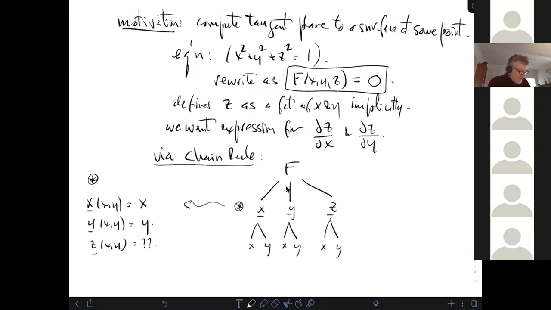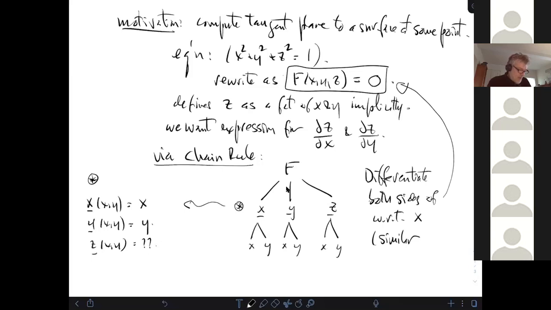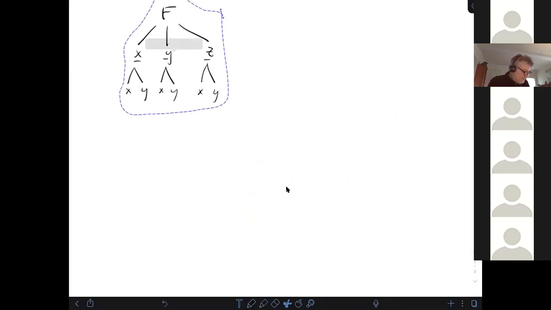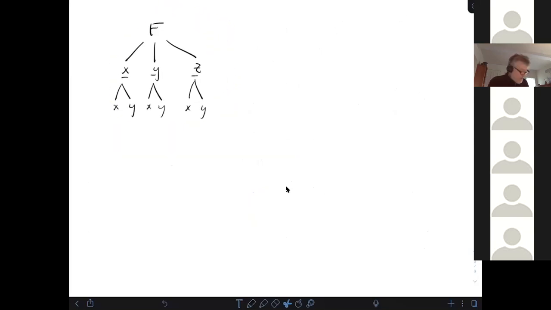Okay, so I have my little diagram, so I can apply the chain rule if I differentiate both sides, let's say with respect to x. Differentiate both sides of this with respect to x, and it'll be similar for y. I won't do it for y. You can do it for yourself. It's a good exercise. I'm just going to take this little diagram here and place it here. This will tell me how to apply the chain rule.